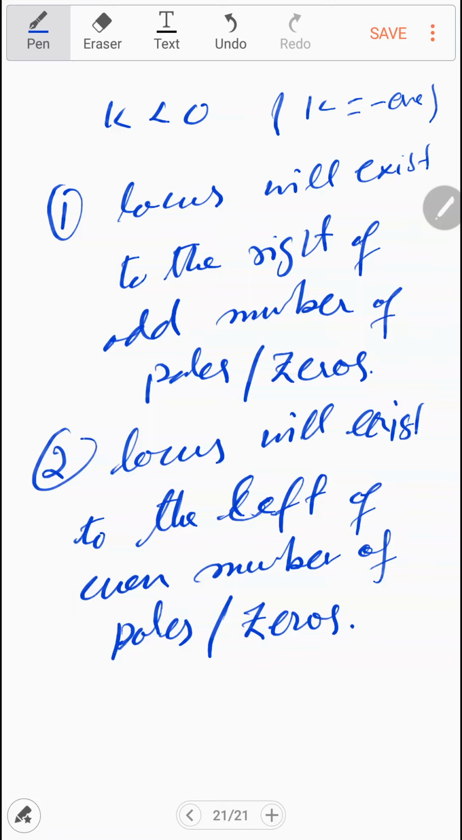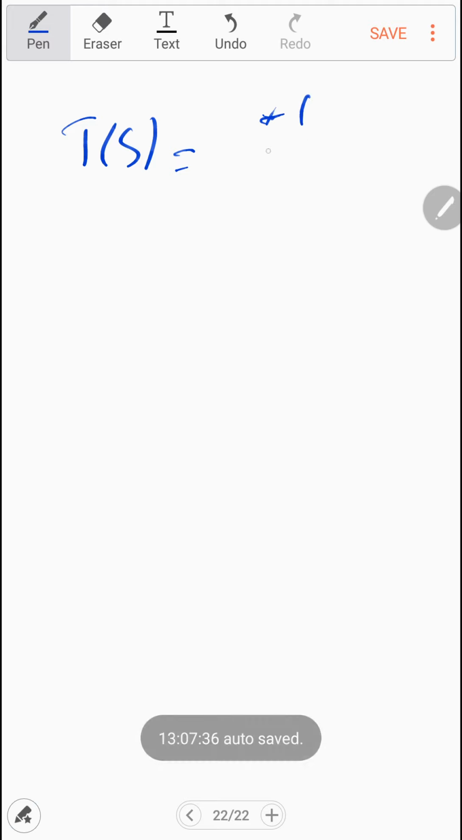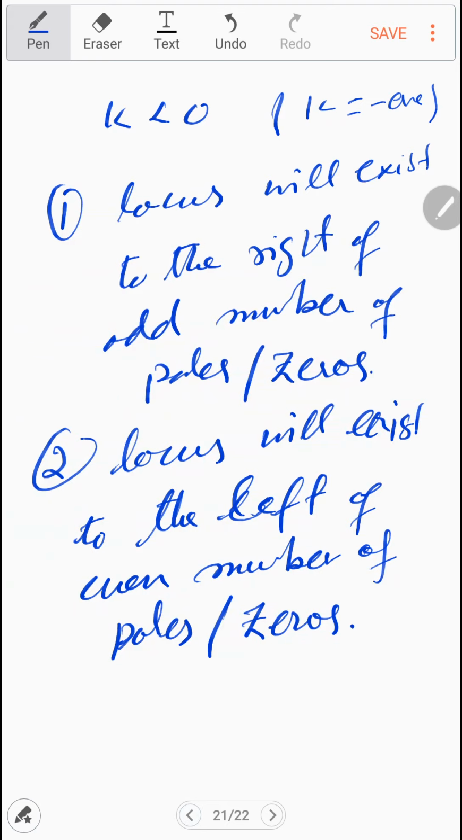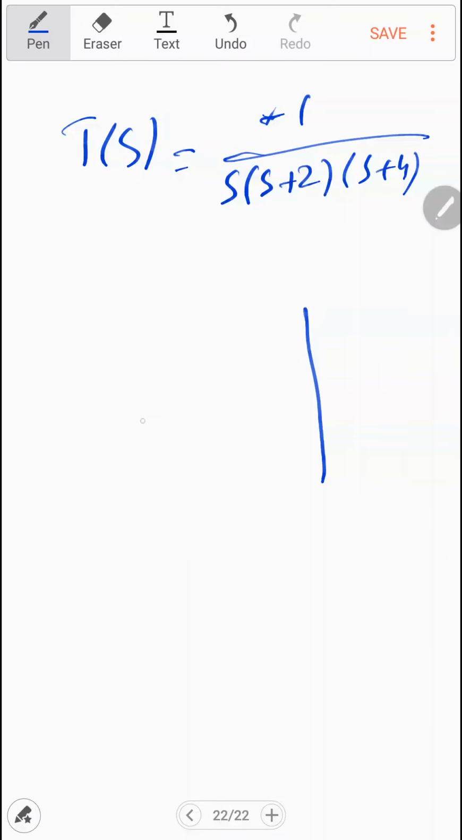Let's say that we have this example, where we have the transfer function, which is equal to, let's say, we have no zeros, so -1 divided by s over (s plus 2)(s plus 4). So you see that here the gain is equal to minus, it is less than 1. So now we will use this definition for the root locus. We will use this one.